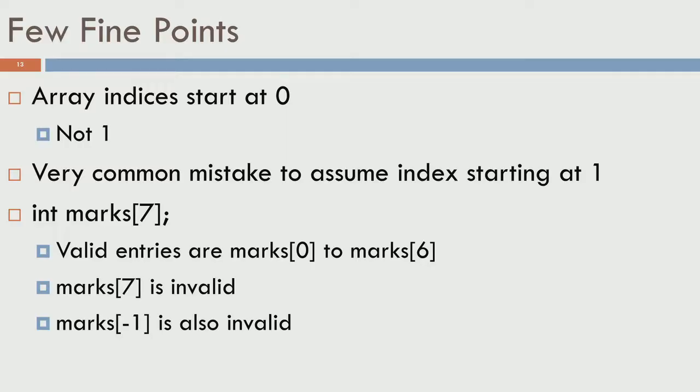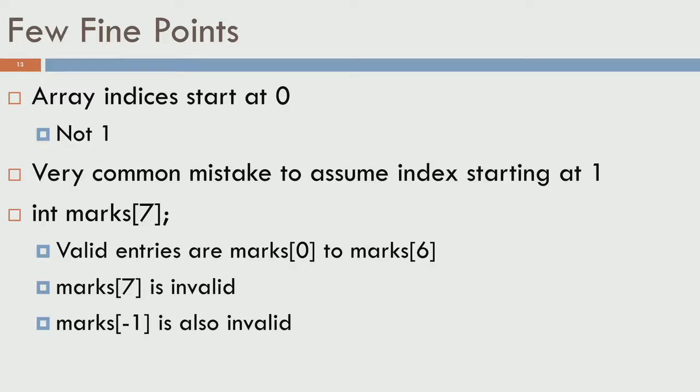There are a few fine points that you have to remember. Array indices always start at 0 in C. If you come from other programming languages, some languages start at 1, so be aware of this. This is a common mistake, and a lot of people get trapped thinking that the indices start at 1 and not at 0. In C they do start at 0, and when you declare marks of 7, marks of 0 to 6 are all valid, while marks of 7 is invalid, as well as marks of -1 or -2 and so on.